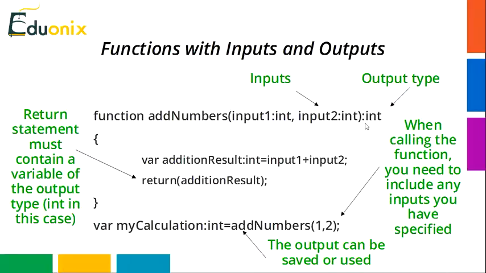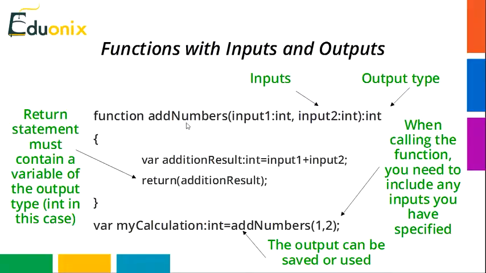But the inputs go inside the parentheses. You can tell the function what you want to call your inputs. They can be any name you give them. They're separated by a comma. You also, like for a variable, have to use a colon and then give it a variable type. The same with the output. You use a colon, you give the output a variable type.